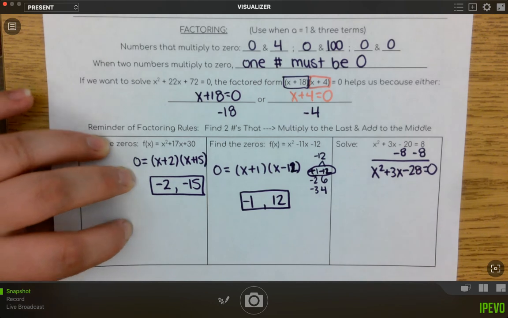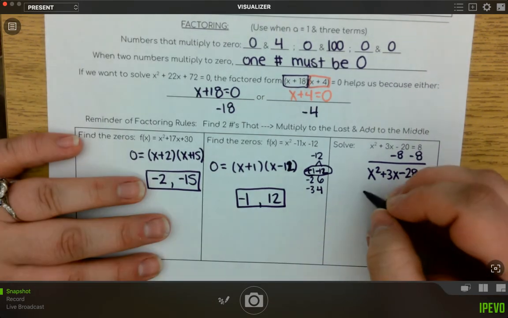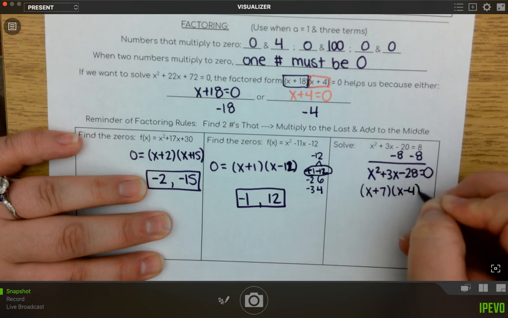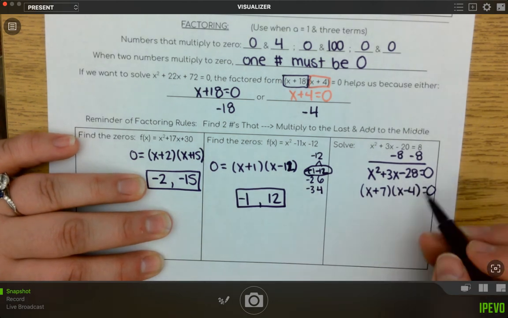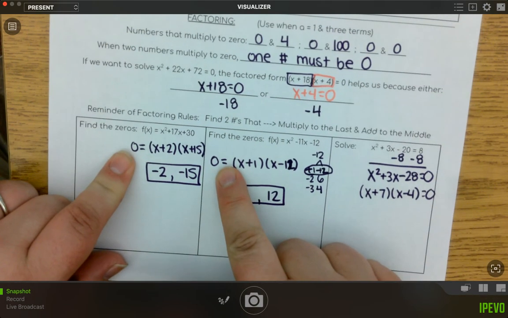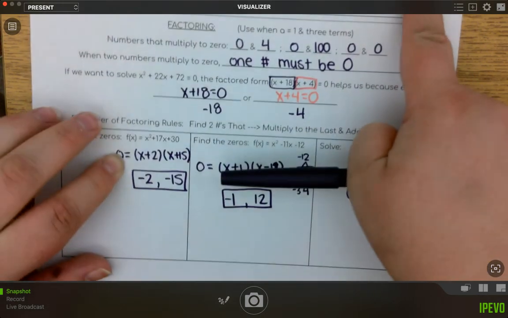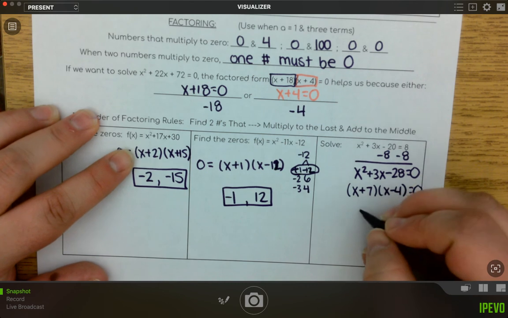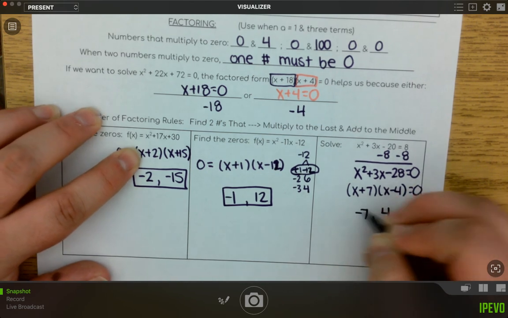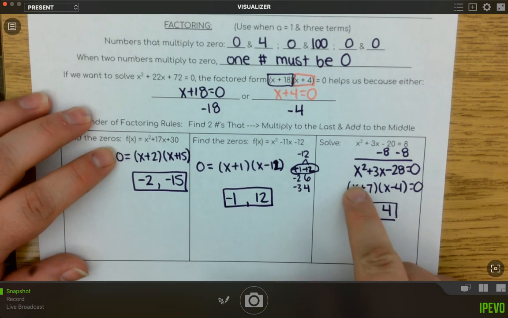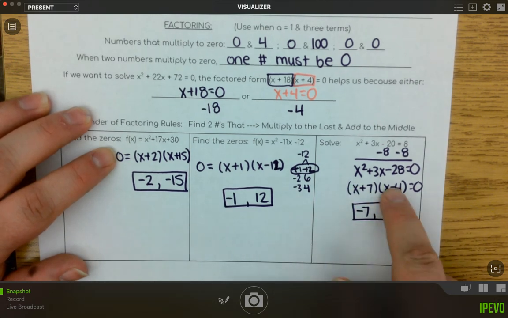And then you're looking for two numbers that multiply to negative 28 and add to 3. 7 and negative 4. Okay, in order to factor, one of the sides has to be 0. Up here, we kind of got rid of that eventually, but down here it has to equal 0. And our two answers are going to be negative 7 and 4. It's always going to be the opposite because negative 7 plus 7 is 0 and 4 minus 4 is 0.